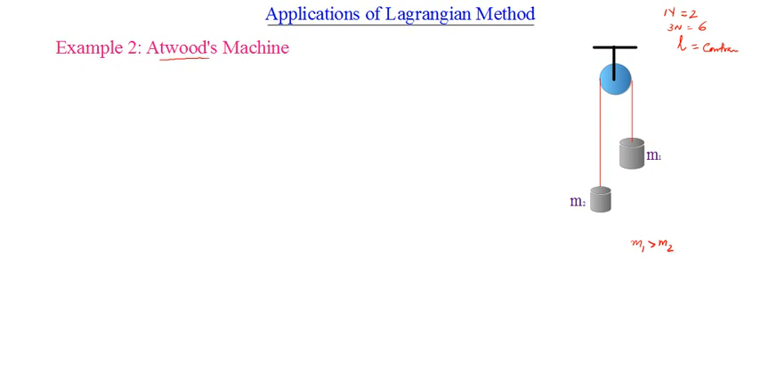Right? So you can see that it's due to the constraint that L equal to a constant. Okay, so L equal to a constant. That is one of the constraints.